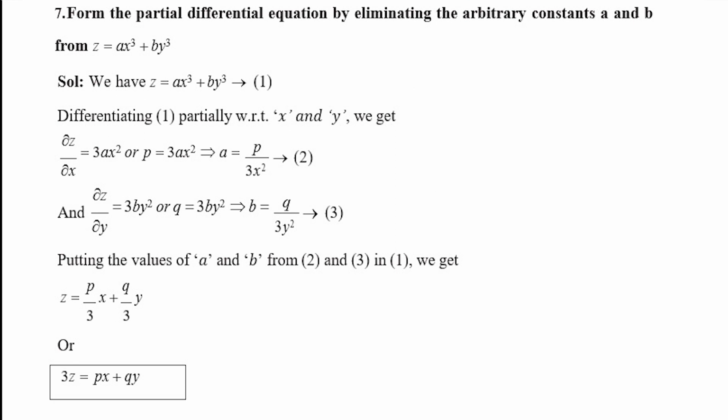We get z equal to p by 3x square into x cube. Here x value gets cancelled, the remaining thing is p by 3 into x. Similarly, you have to substitute b value in that b place, q by 3y square into y cube. So finally we get the answer is 3z equal to px plus qy.